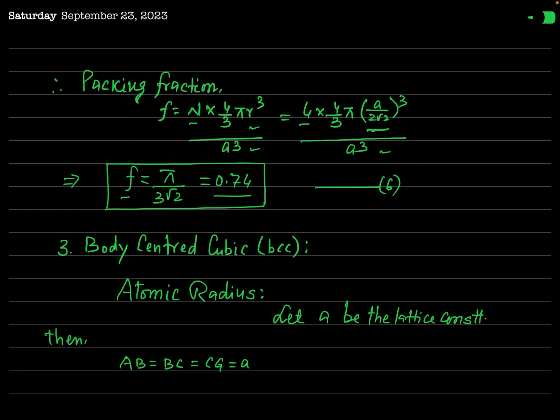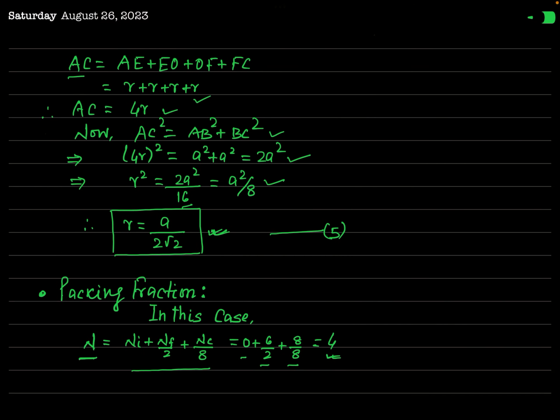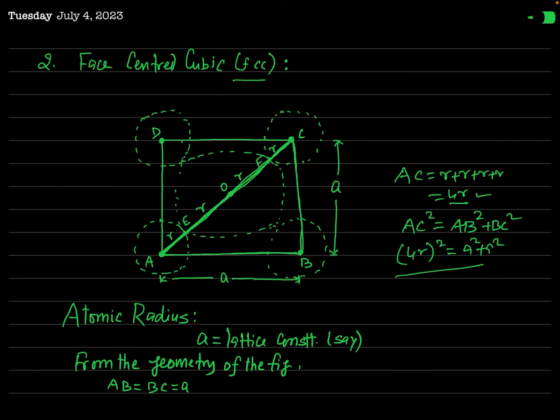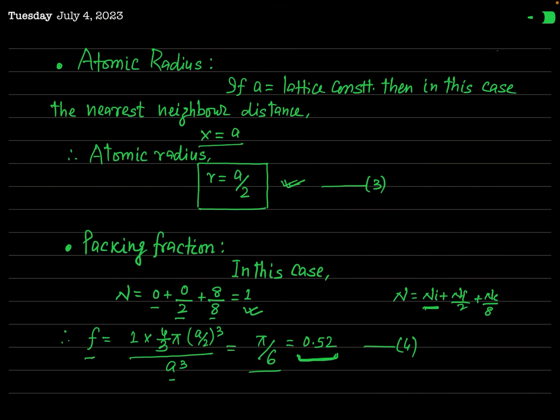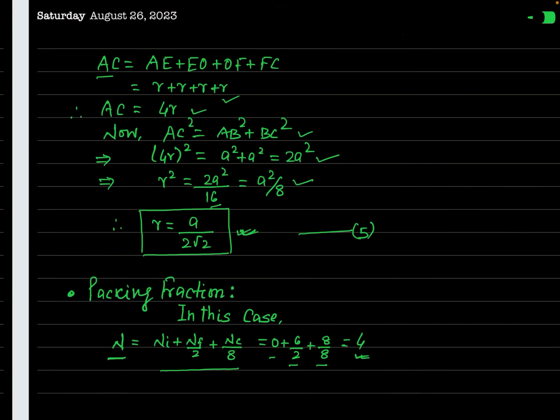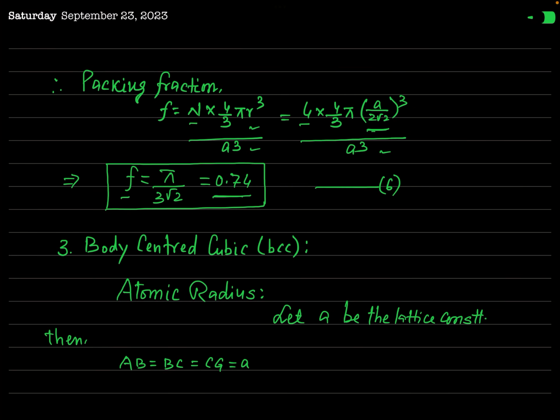And you will see this is the highest value of packing fraction in the case of cubic crystals. As you have seen, in the simple cubic case the packing fraction is 0.52, and in this case you have obtained 0.74. Now finally we are going to see the same calculation for the body-centered cubic, that is BCC lattice.